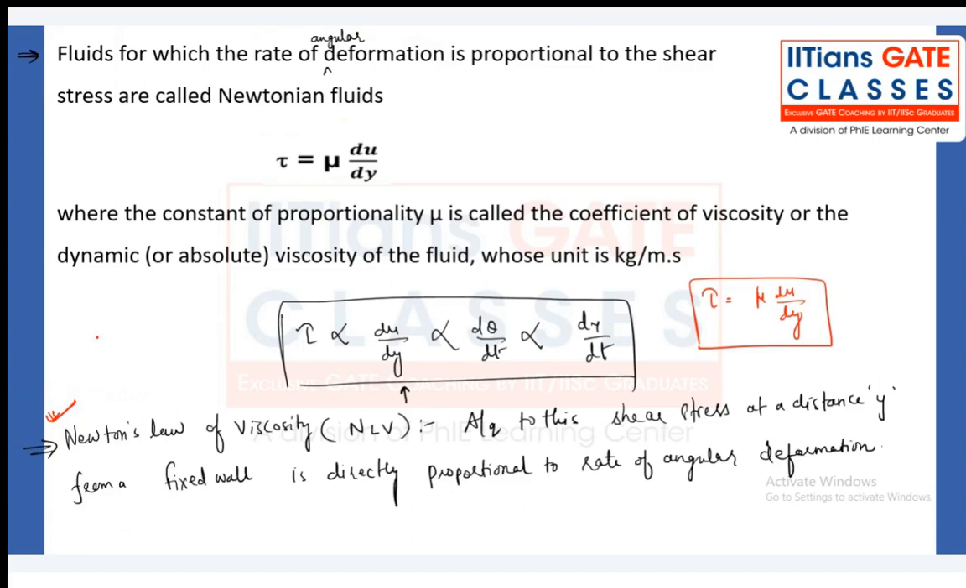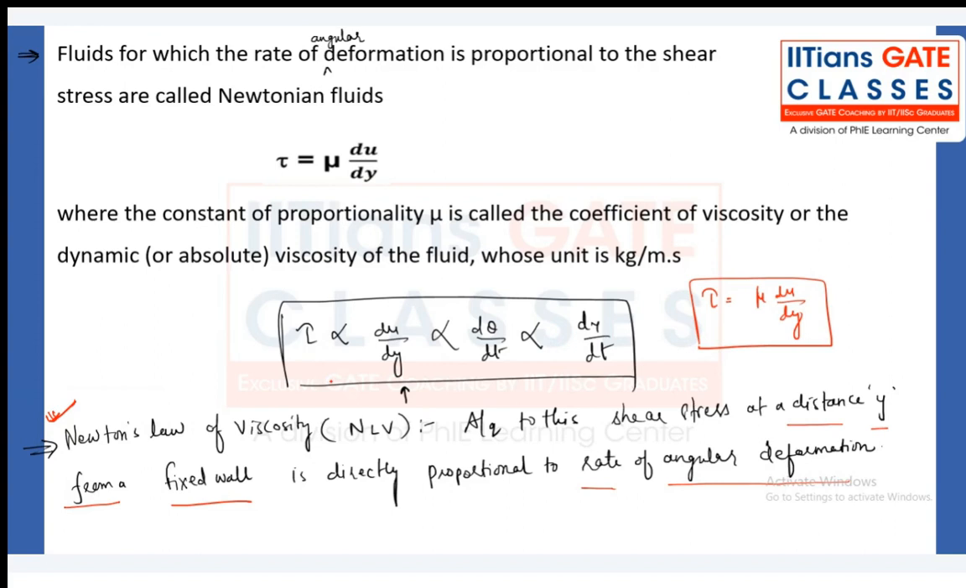Newton's law of viscosity. According to this, the shear stress at a distance y from a fixed wall is directly proportional to the rate of angular deformation. The shear stress will be directly proportional to du by dy, directly proportional to d theta by dt, directly proportional to d gamma by dt, because we know that d theta by dt is equal to du by dy is equal to d gamma by dt. Already we have proved it.